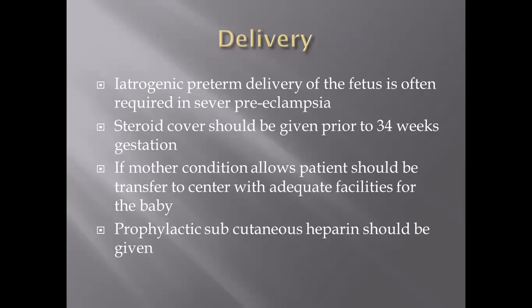So, iatrogenic preterm delivery of the fetus is often required in severe preeclampsia. Steroid cover should be given prior to 34 weeks of gestation in order to prevent the risk of neonatal respiratory distress syndrome. If the mother's condition allows, a patient with preeclampsia before 34 weeks of gestation should be transferred to a center with adequate facilities for the baby.